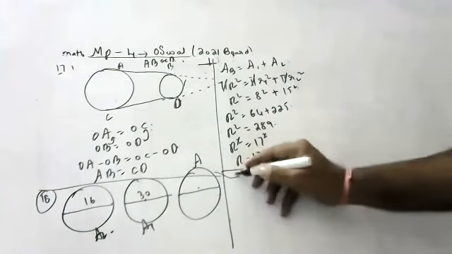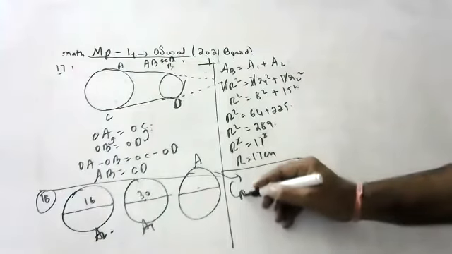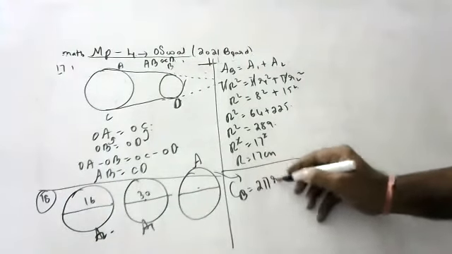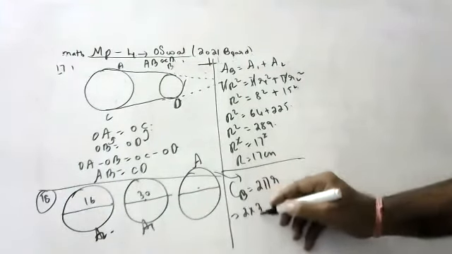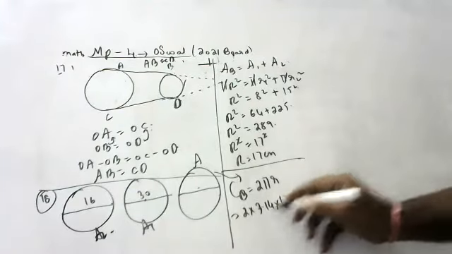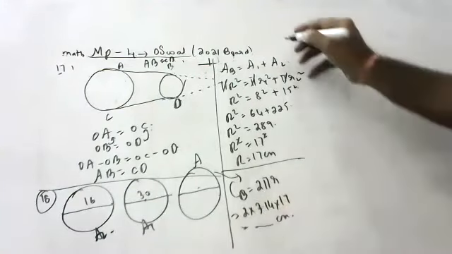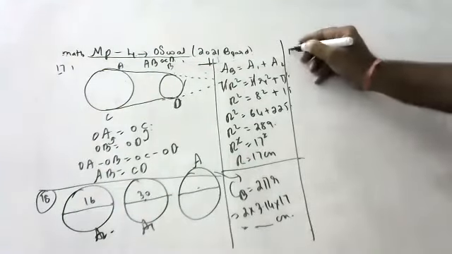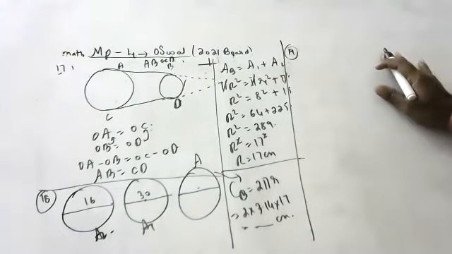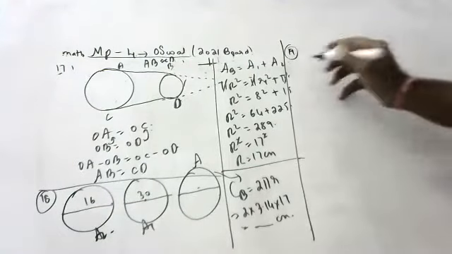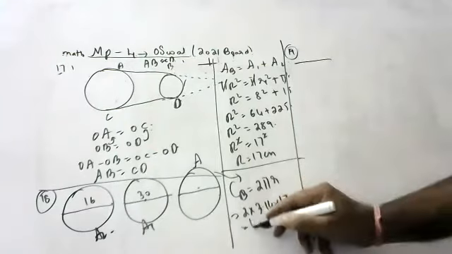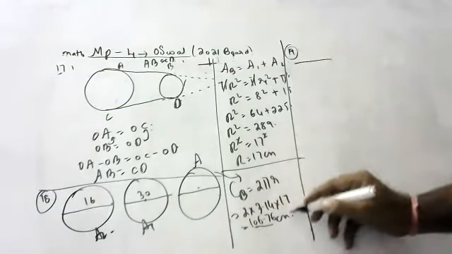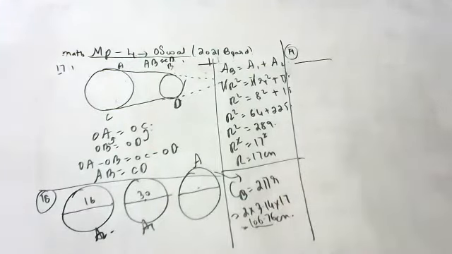Now, what is the circumference of the big circle? 2 pi r, sir. So 2 into 3.14 into 17. How much is that, children? Anyone? Sir, 106.76. So 106.76 centimeters is the circumference of the big circle, children.